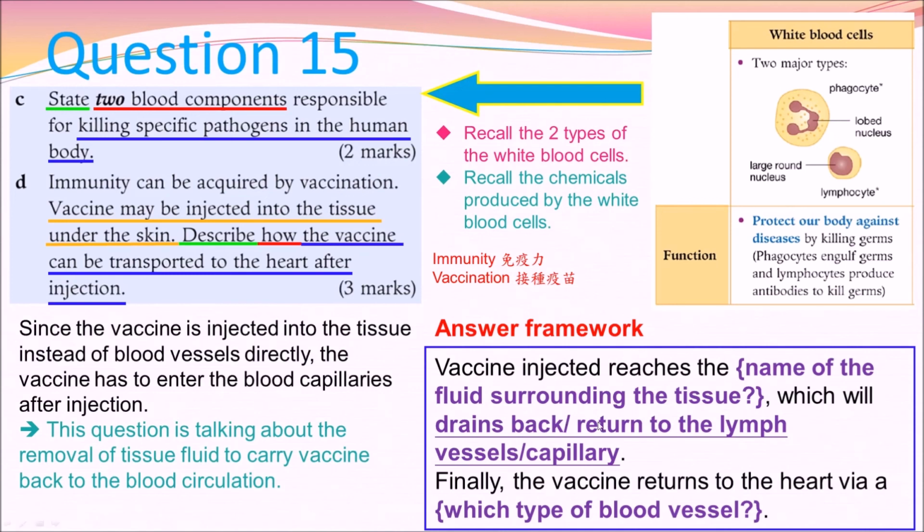For this statement, the underlined one, you just copy it, it will be fine. I just want you to tell me the name, which will return to the lymph vessels. Finally, the vaccine will return to the heart through which blood vessels? I need another name here. So that's the answer framework.